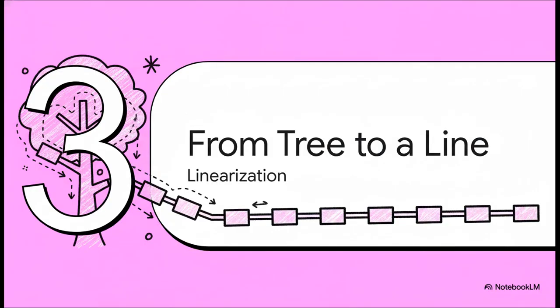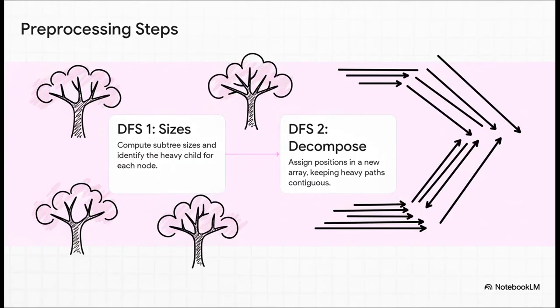Okay, so we've got these heavy paths, these chains, cool. But now for the really clever part. We're going to take this complex tree structure and flatten it into a simple, beautiful straight line, an array. We pull this off with a two-pass depth-first search. The first DFS is basically a scouting mission. We just go through the whole tree, count up the subtree sizes for every node, and figure out which child is the heavy one. Then, in a second DFS, we do the real work.